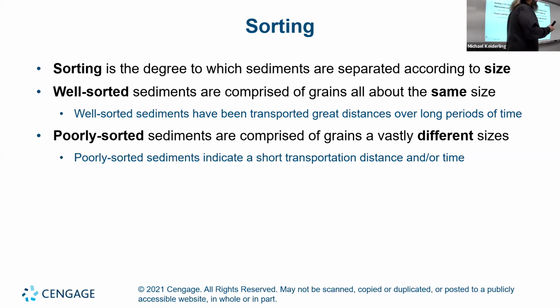Well-sorted sediments consist of grains that are all about the same size. Well-sorted sediments generally have been transported great distances over long periods of time by light streams. Poorly sorted sediments, comprised of grains of vastly different sizes, indicate short transportation distance and/or time, or their transportation wasn't by water. Glaciers don't sort sediment. That's one of the ways you can differentiate sediments dropped off by glaciers: they don't get sorted.